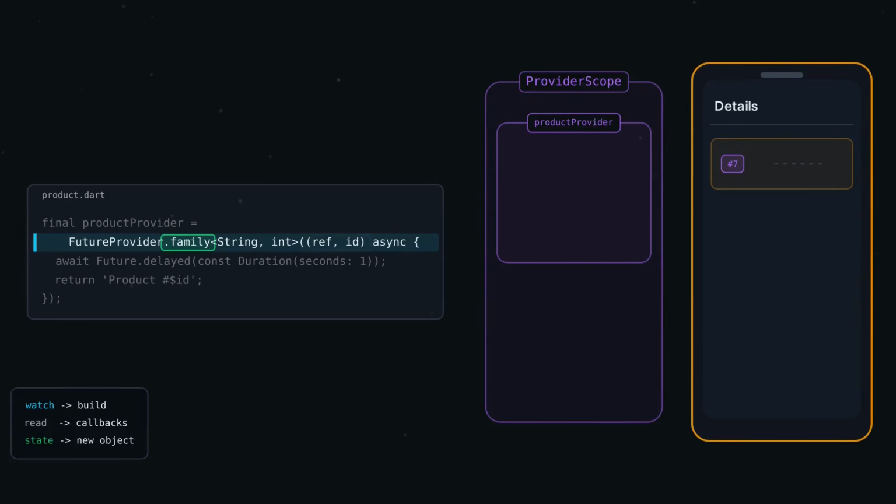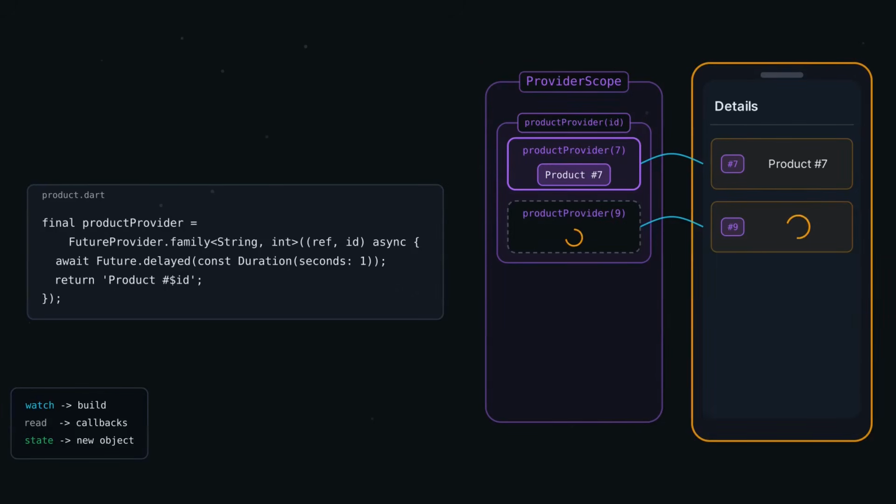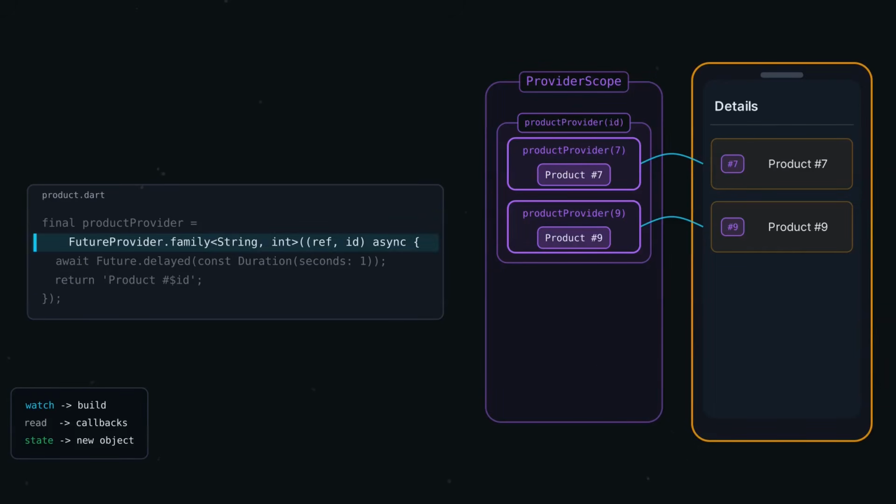It now receives a second parameter, the ID. Watch it with product 7, and you get the state for 7. Watch it with product 9, a completely separate state sitting right next to it. Same single declaration, 1 box per argument, created on demand, each one independent. Verified. 2 different arguments really are 2 different states. And notice family stacks with what you already know. This one is a FutureProvider family, so each of those boxes has the same loading, data, and error shapes you just learned.